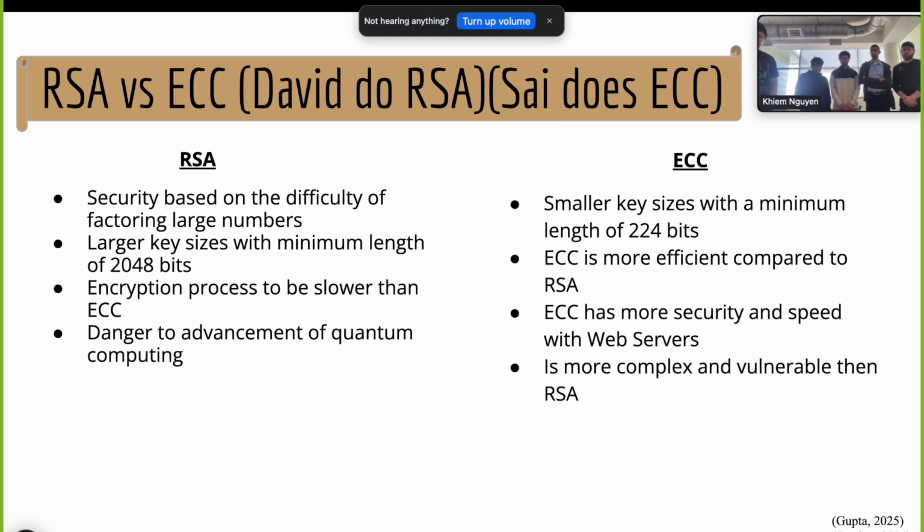So now, when talking about the difference between RSA and elliptic curve encryption, just as Bashesh said earlier, RSA security is based on the difficulty of factoring large numbers, and because of that, it requires a larger key size, with a minimum length of usually 2048 bits. That is a very large key just to provide strong security when you use RSA. And because of the heavy mathematical operations I discussed earlier about how RSA works, through exponent and modulo operations, the encryption process is slower than ECC, and the advancement of quantum computing will eventually wreak havoc on the security strength of RSA.